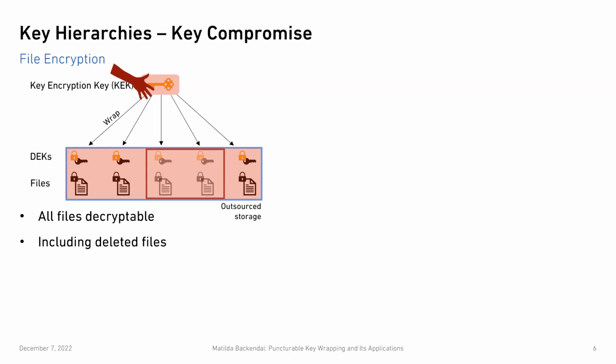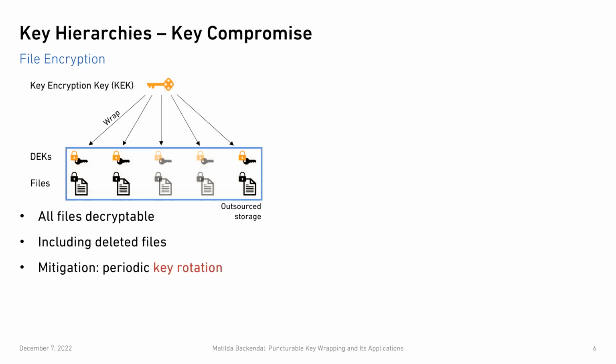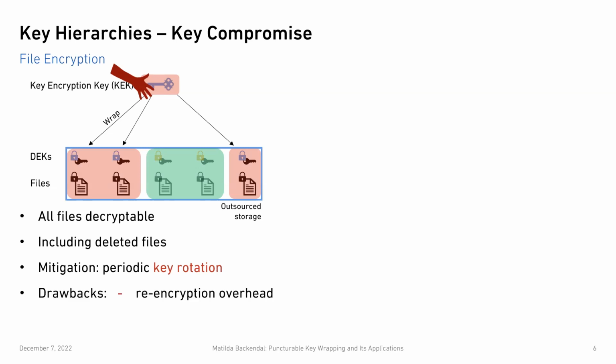And one way of achieving this is to perform periodic key rotation. Key rotation is an operation in which you sample a new key encryption key and replace the previous one, and you use the new key to rewrap only the data encryption keys corresponding to the non-deleted files. Now, if the new key encryption key is compromised, then the deleted files for which the data encryption keys were not rewrapped remain secure. However, this comes with a drawback of the rewrapping or re-encryption overhead, because you have to rewrap all of the data encryption keys that correspond to the non-deleted files.